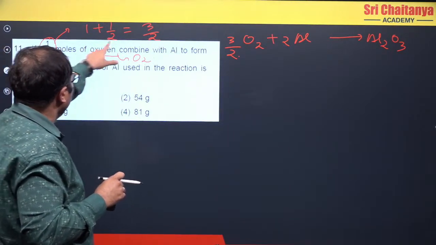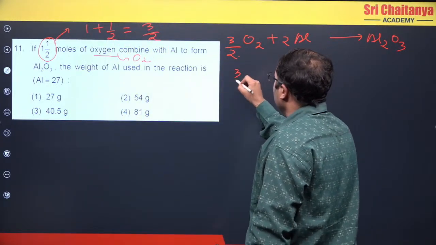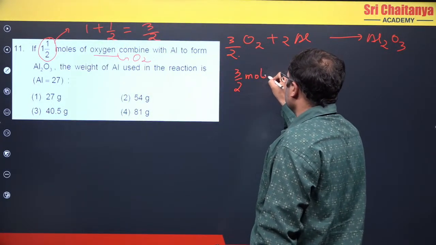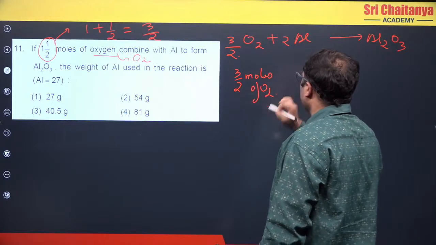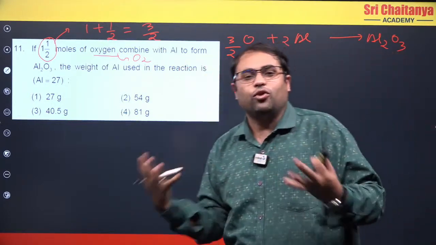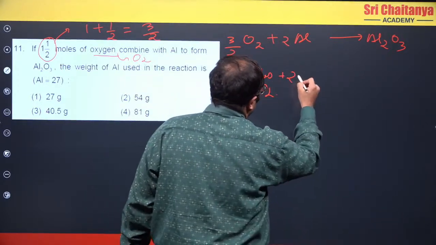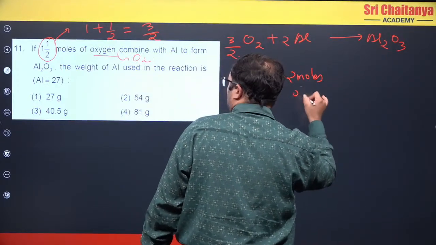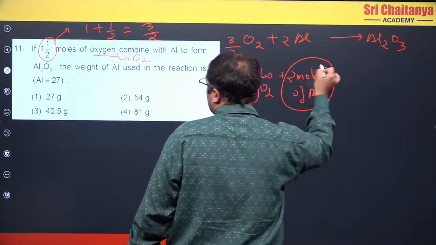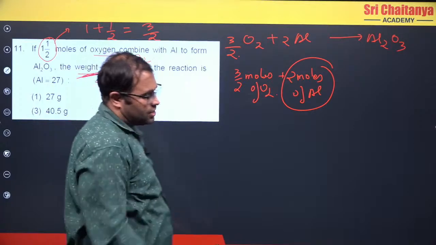They have given you 3/2 moles of oxygen. So you have 3/2 moles of O2. Now this will combine with, see, from the equation itself it is clear, I don't have to go any further, so this becomes 2 moles of aluminium. So the weight of aluminium, they are asking you the mass.